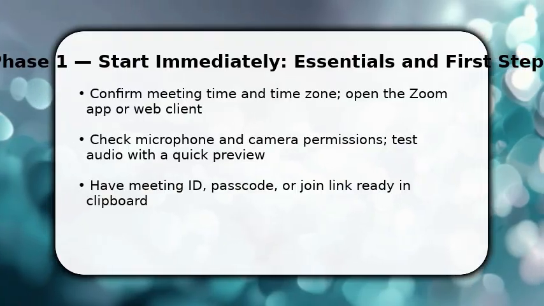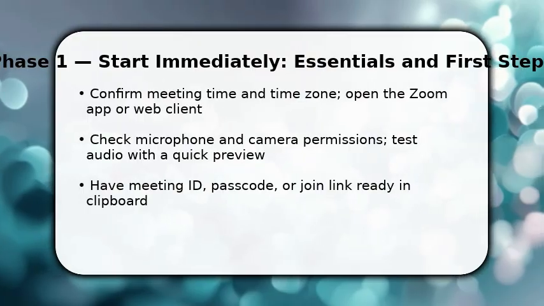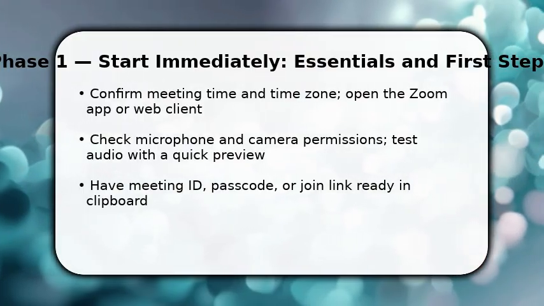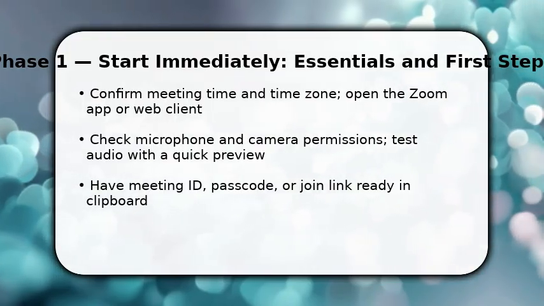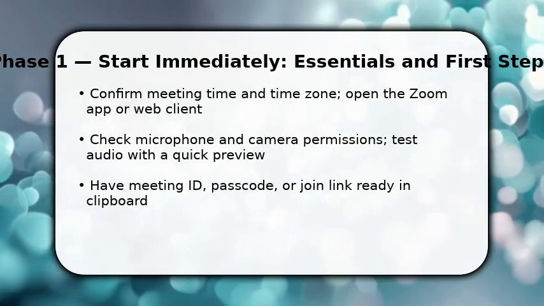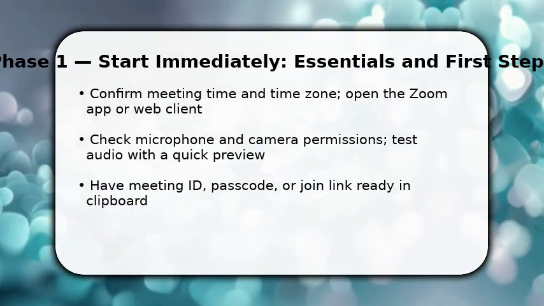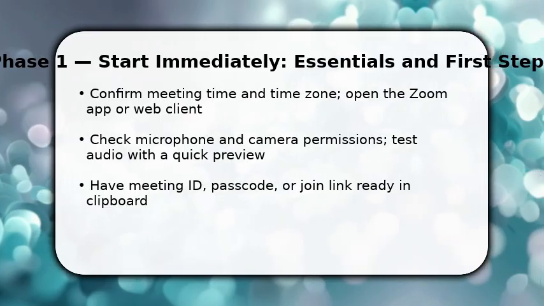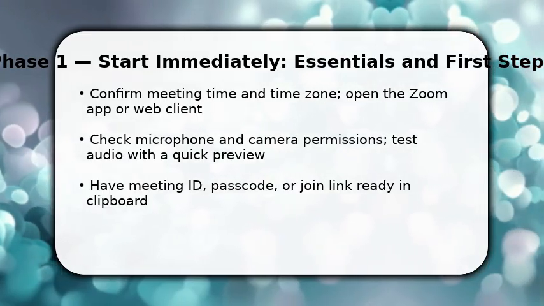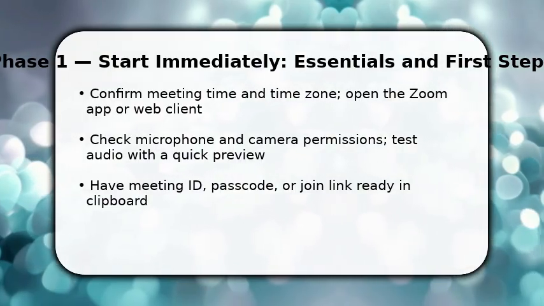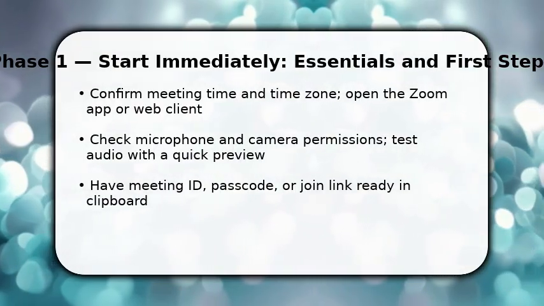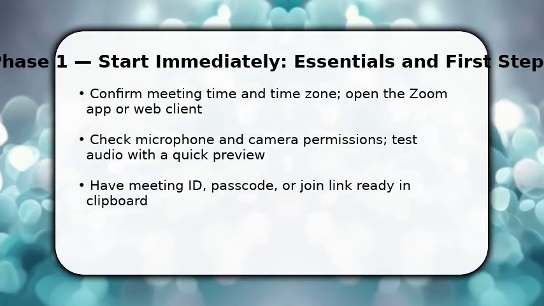You begin by preparing the essentials so joining is fast and reliable. Open the Zoom app or go to the web client and sign in if required. This saves time. Make sure your microphone and camera permissions are enabled because Zoom needs them to connect audio and video. Once done, copy the meeting link, ID, and passcode into your clipboard. Do this now so you aren't fumbling during the entry process. Quick readiness prevents delays and audio confusion later.